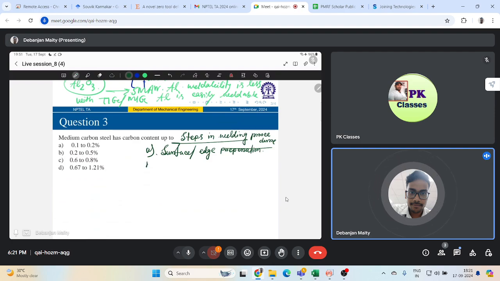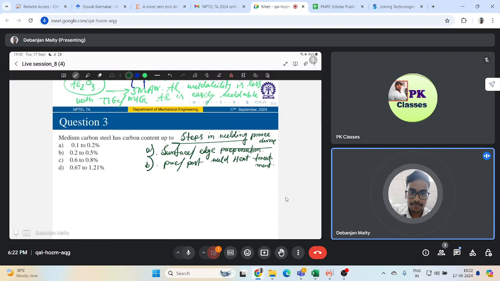Then you can have some pre or post weld heat treatment. Then you can have some welding parameters. I'm not going to that.